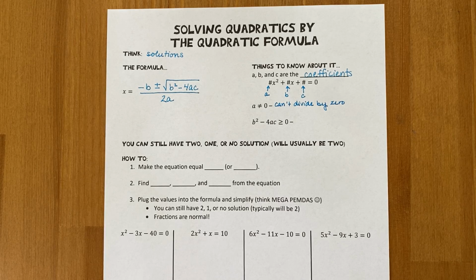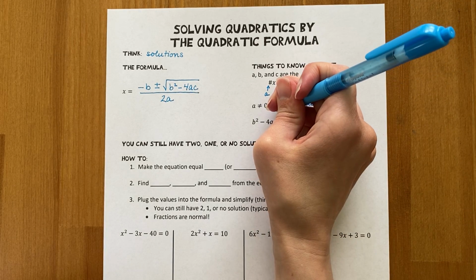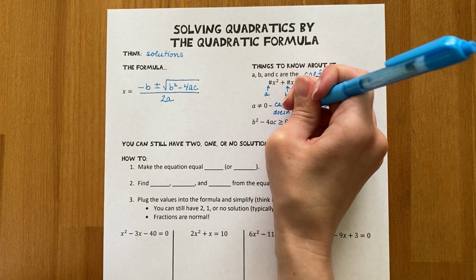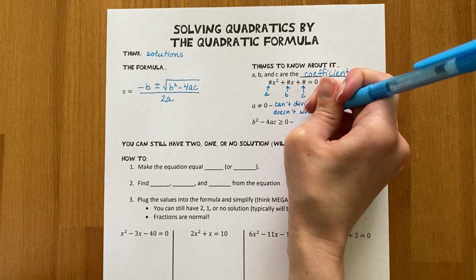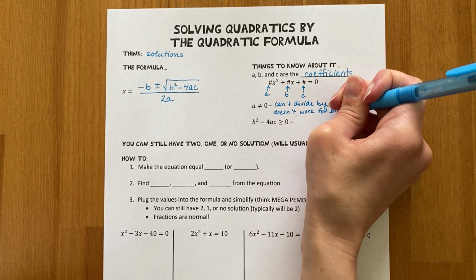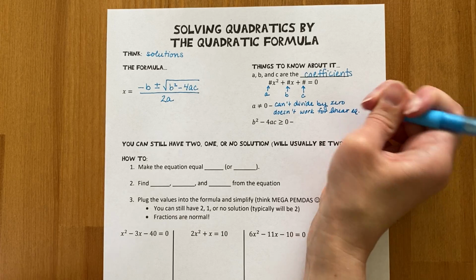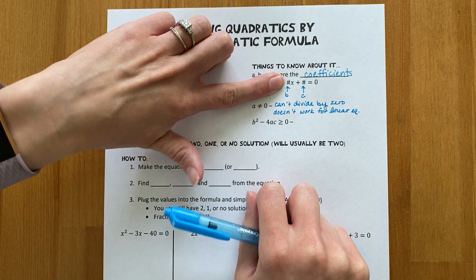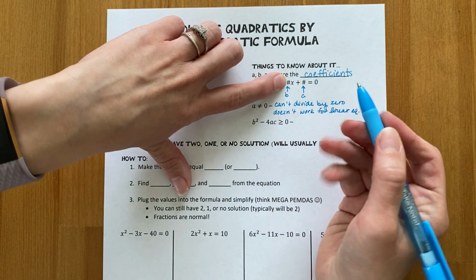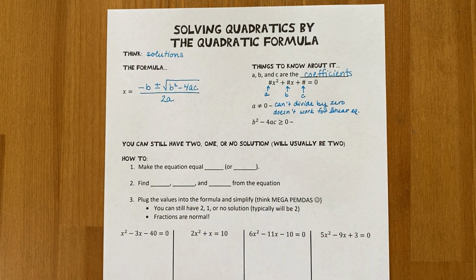And this can't work on linear equations. All right, if we got rid of this x squared, then it would look more like mx plus b, and this isn't meant for that. It's called the quadratic formula for a reason, not the linear formula.